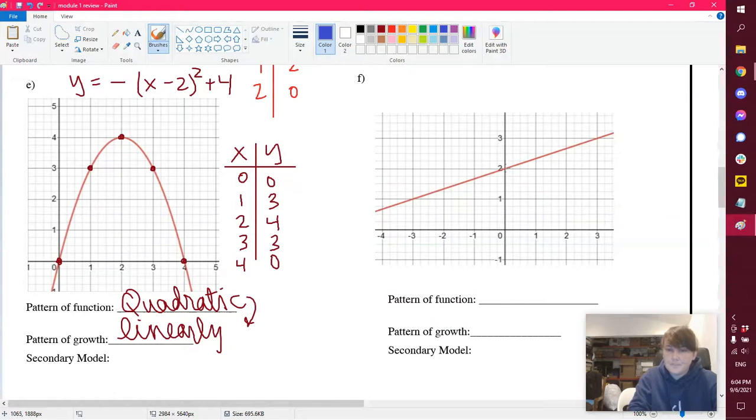All right, another one. So we're going to find the points that are actually on the grid. We're going to say that looks like a straight line. It's linear. Linear functions grow constantly.